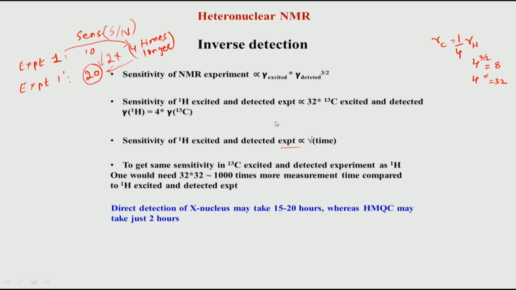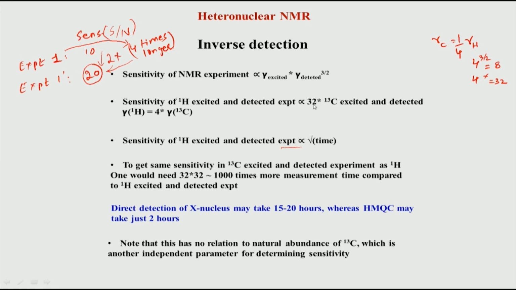So, how do we do that? That approach is known as inverse detection when we go to 2D heteronuclear NMR. So, let us see how that can be implemented.